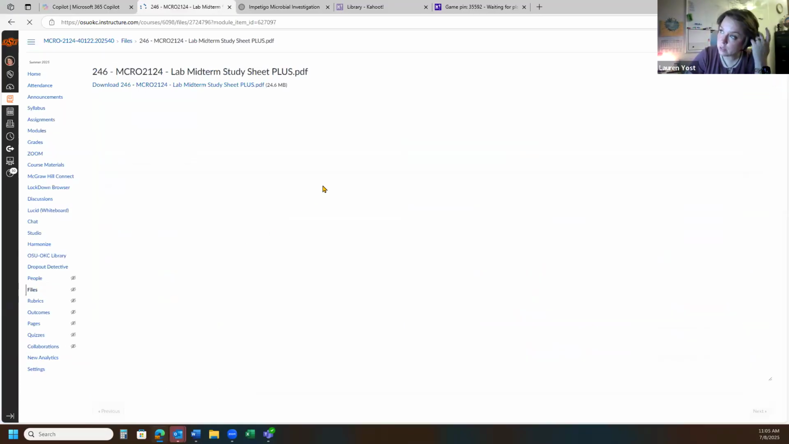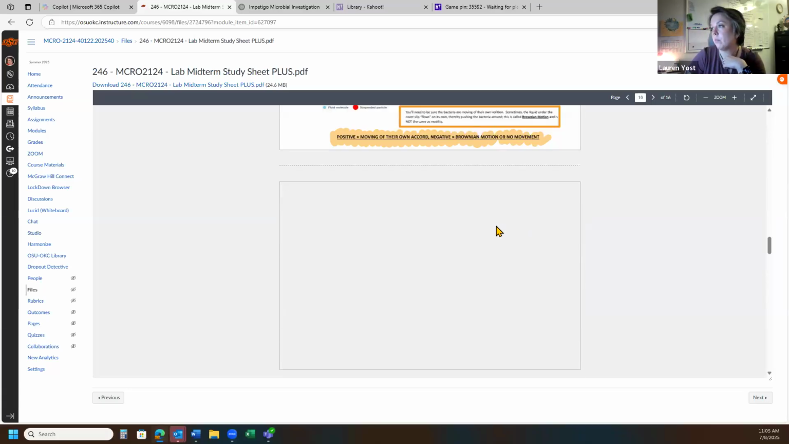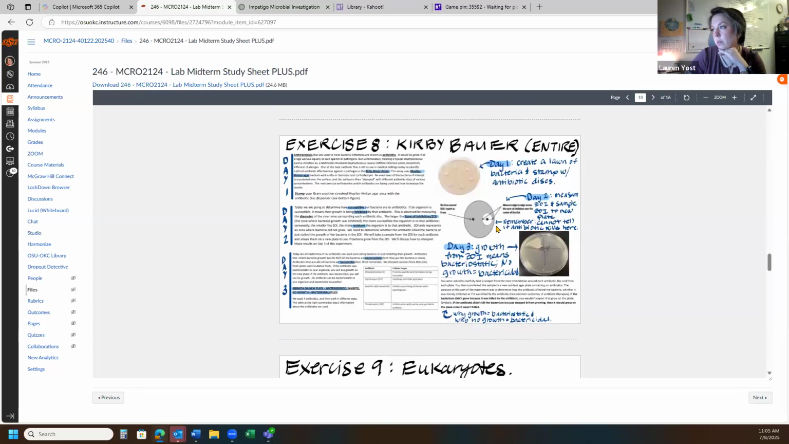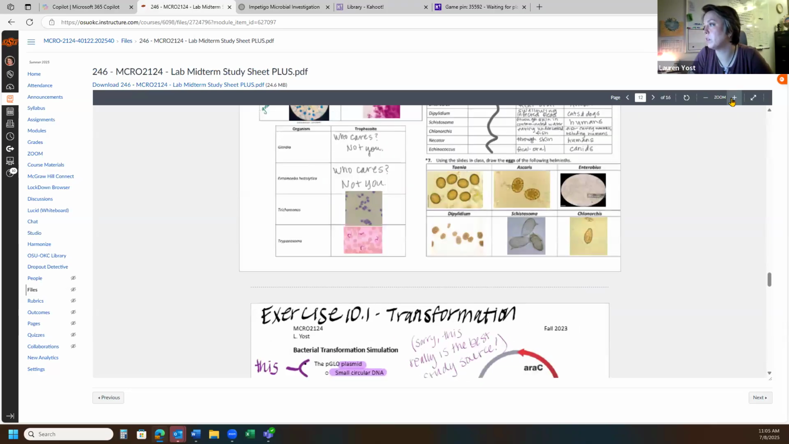Lab midterm study sheets. Okay, I got all the pictures. Now, not all of these are the same as ours, and I usually put a little note over here. Well, our Aspergillus wasn't blue. Ours was greenish colored, right? But their Penicillium looked just like this. And if you zoom in, you can see the pictures better.